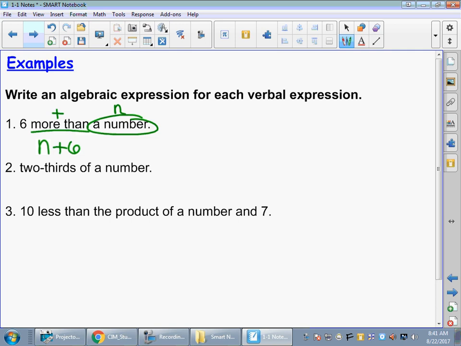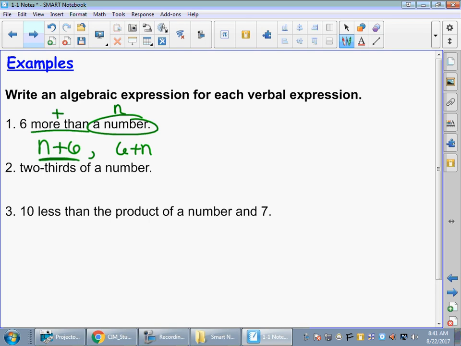But if you add 6 to a number or you add a number to 6, it really doesn't make any difference. Technically, we could put 6 plus n. So those are both right. This one's a little bit more right than the other one, just for the fact of order. What did you have? You had a number and you added 6 to it.